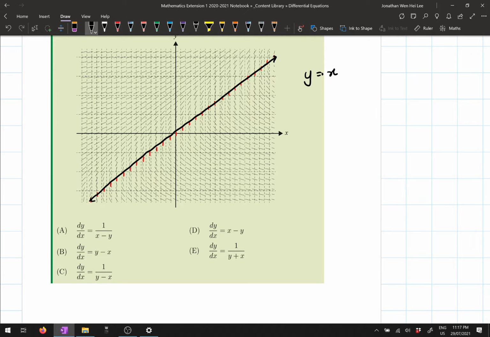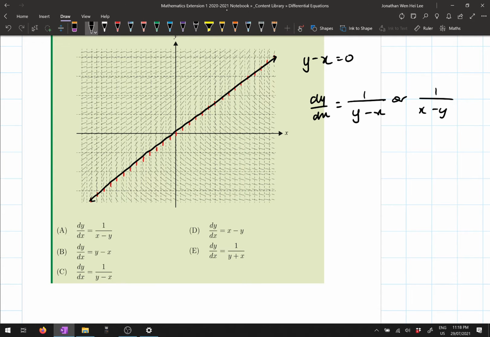And so what that means is that along dy and dx, we've got dy on dx is equal to 1 over, well, this needs to be equal to, so I'm just going to rearrange this. So this is y minus x is equal to 0. And so it needs to follow this particular pattern. Or, if it's negative, the other way, x minus y.